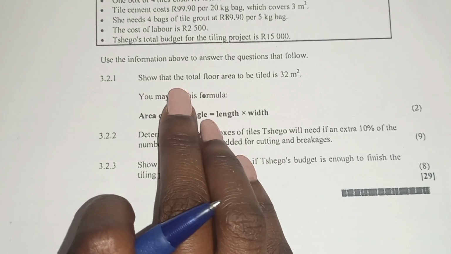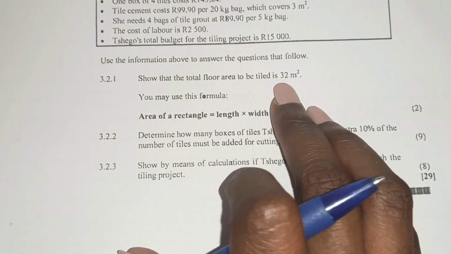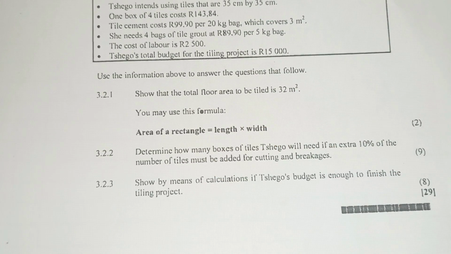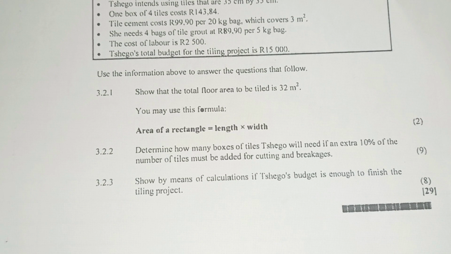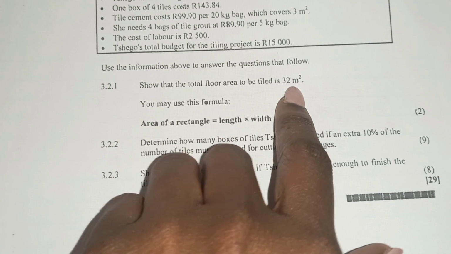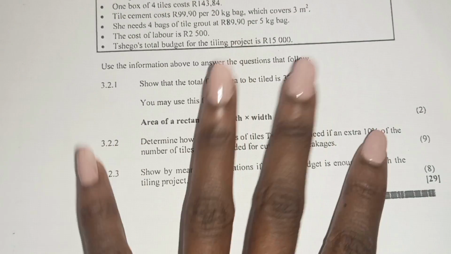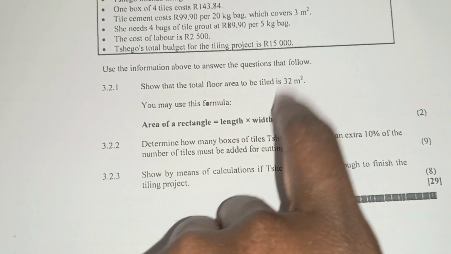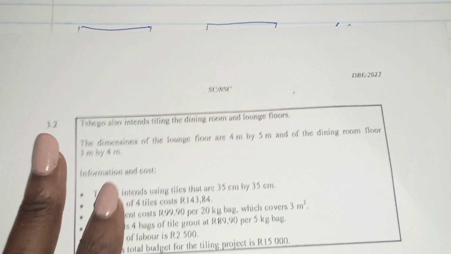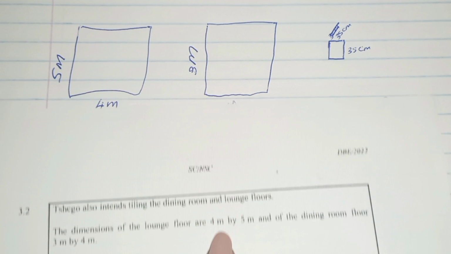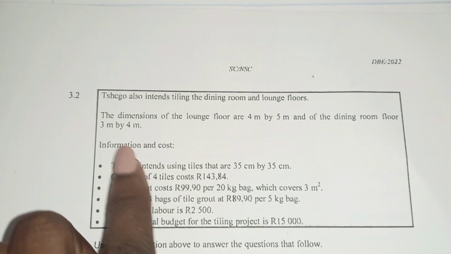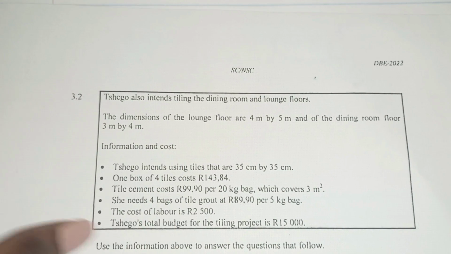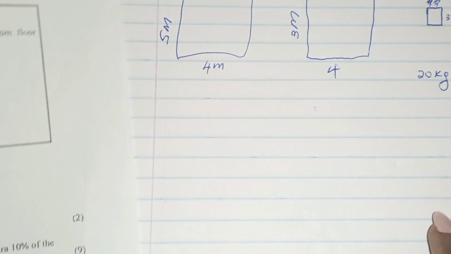Show that the total floor area to be tiled is 32 meters squared. Now, this is lovely. I love it when they do it like this because they've gone and calculated the area for us, and they're just saying now prove that it's this. In fact, they're not saying prove, they're saying it is this. Now go and calculate and see that it is this. So let me just see if I copied the measurements correctly. One area will be 4 times 5 and the other area will be 3 times 4. Okay, now let's do this.